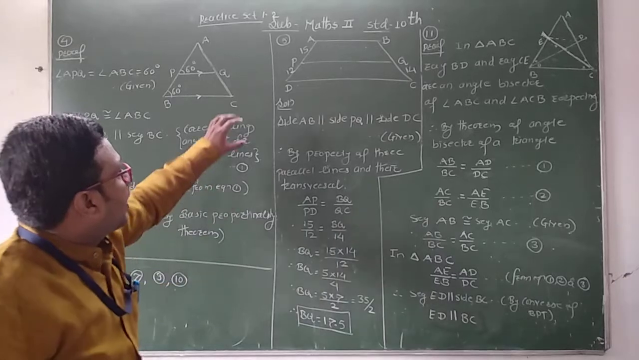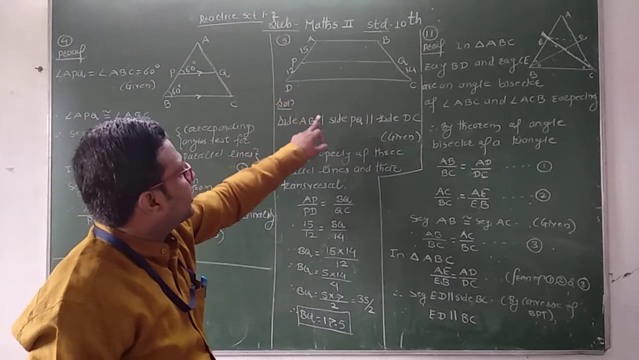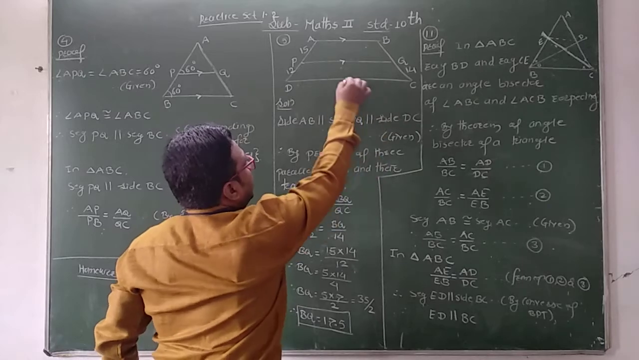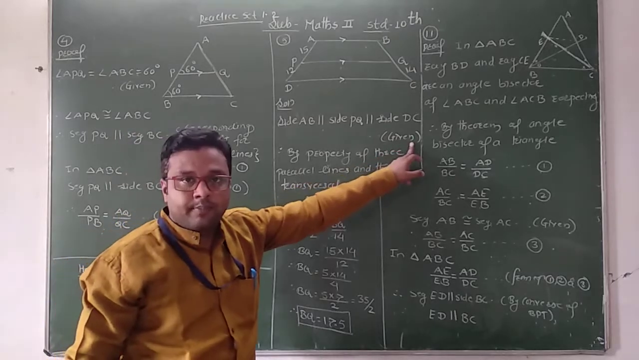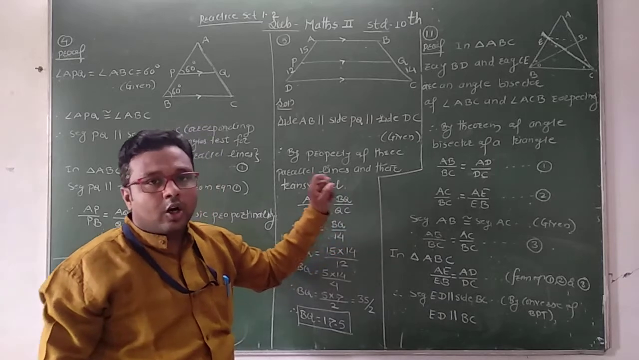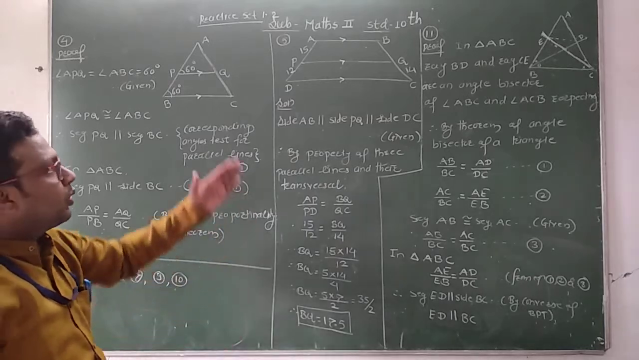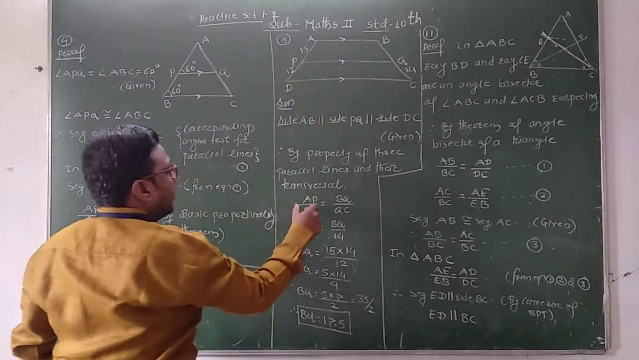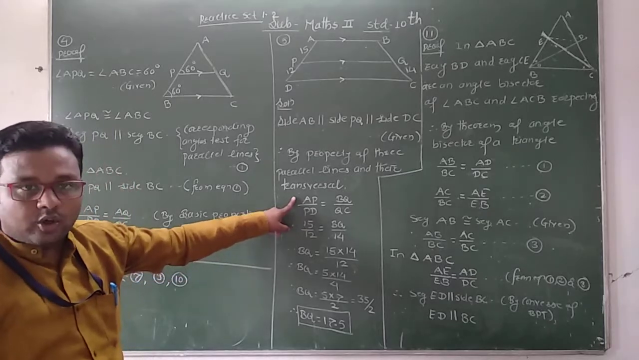Okay. Now, according to the question, ABCD is a trapezium in which side AB is parallel to side PQ, and PQ is parallel to DC. This means these three lines are parallel to each other. This is the given part. Now, by the property of three parallel lines and their transversals, the intercepts made by the three parallel lines on two transversals are in proportion. Therefore, we can write AP upon PD is equal to BQ upon QC, according to this property or theorem.